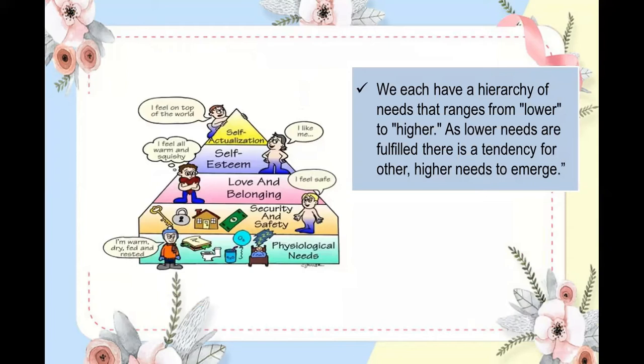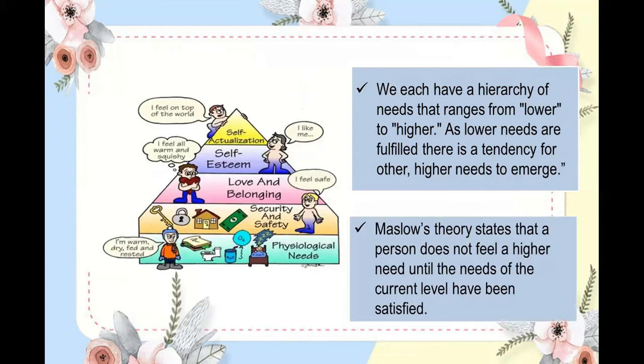According to Maslow, we each have a hierarchy of needs that ranges from lower to higher. As lower needs are fulfilled, there is a tendency for other higher needs to emerge. Maslow's hierarchy of needs states that a person does not feel a higher need until the needs of the current level have been satisfied. As we reach increasingly higher levels of satisfaction for a particular need, that need decreases as a motivator. For example, we no longer seek food when our hunger is satisfied.